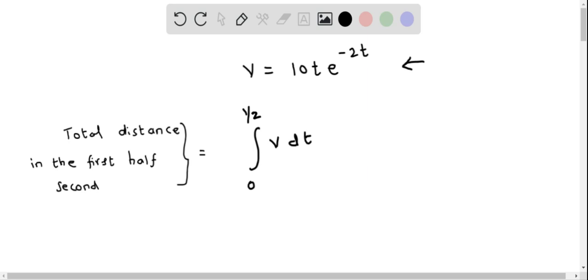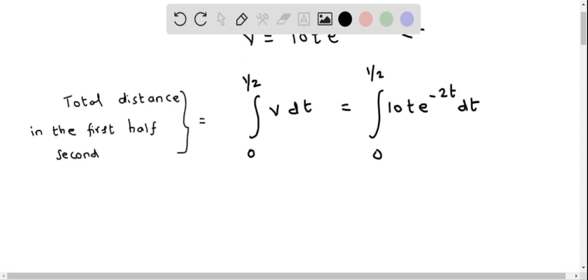Now let's substitute the velocity function. So this integral becomes 0 to half. I am replacing v by 10t e raised to the power of negative 2t, and then we have this dt. So let's see how to evaluate this integral. First, I'm going to factor this constant out of the integral. I put this in front of the integral, so this becomes 10 times the integral from 0 to half of t e raised to the power of negative 2t dt.